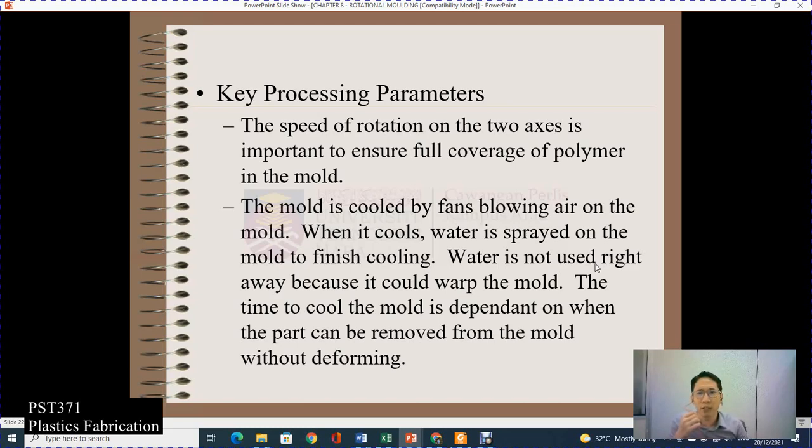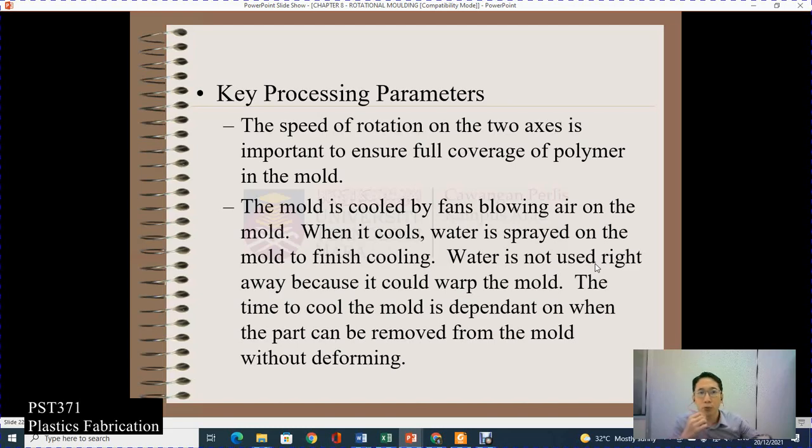When it is cool, water is sprayed on the mold to finish cooling. Okay, this is two stages of cooling. The first one, they use the air blowers, and then they spray water. Water is not used right away because it could warp the mold. Okay, this is very important.